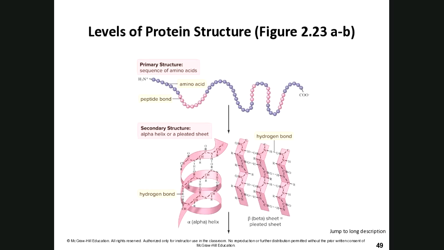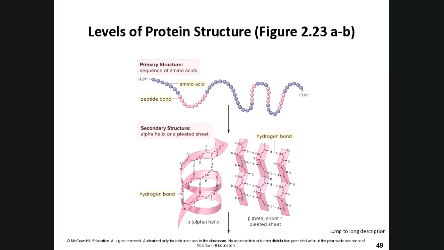So there are four different levels of protein structure. We have the primary structure, which is just the linear sequence of amino acids and how they link together and form these peptide bonds between amino acids. And then the secondary structure is where it either folds into these sheets that we call beta sheets, or it can form these little curlicues that we call alpha helices.